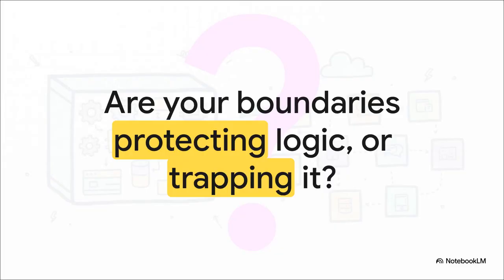Let's wrap up with a final thought for you to take back to your engineering teams. Are your current system boundaries protecting your business logic, or are they trapping it? As you evaluate your legacy systems today, really ask yourself if your architecture is setting your teams up for long-term scalability. Transitioning from a monolith to microservices is a challenging journey, for sure, but with strategic patterns like the Strangler Fig and hexagonal architecture, it's incredibly rewarding.